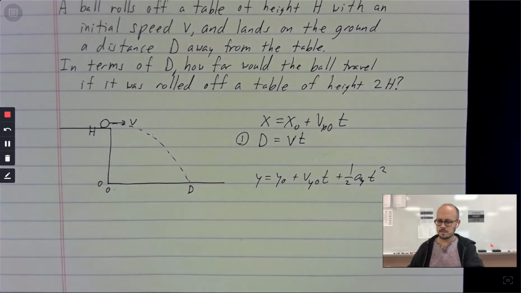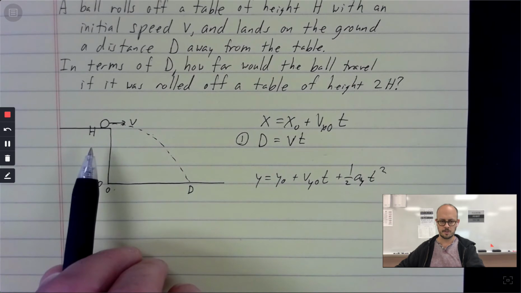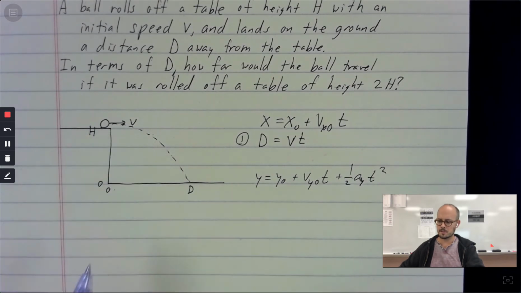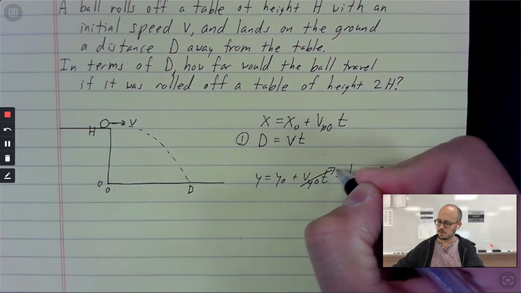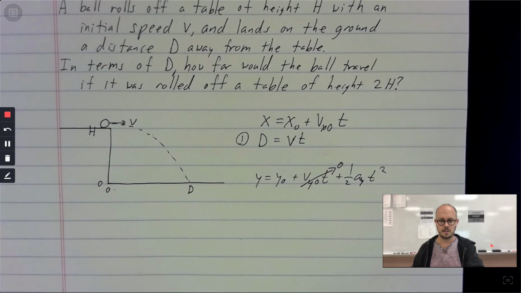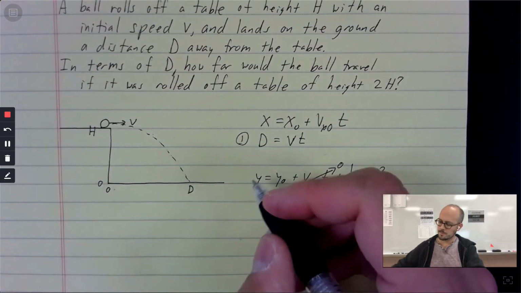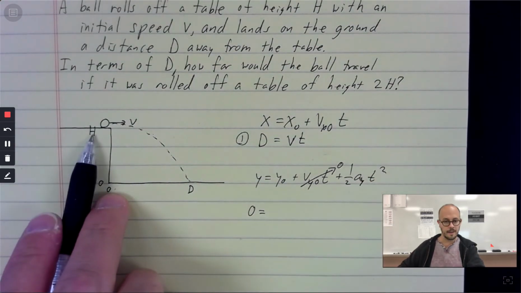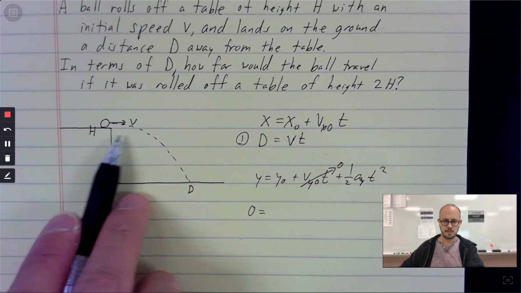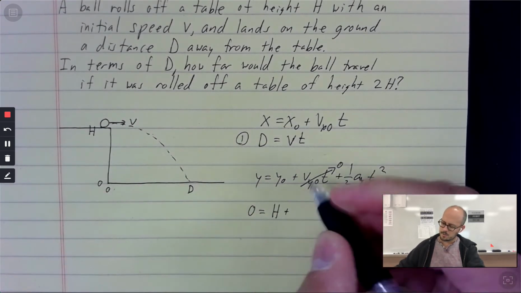As far as this goes, a table is flat. And so the significance of a flat surface where something's being rolled off of it is that Vy naught, the initial vertical component of the velocity, is going to be 0. So that term disappears, and it's landing on the ground, and so y equals 0. This simplifies to the following: 0 equals the height of the table, which is the initial position of the ball. So 0 equals h plus 1/2.